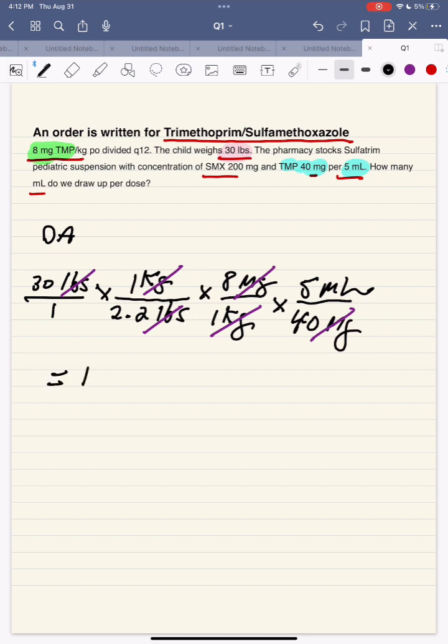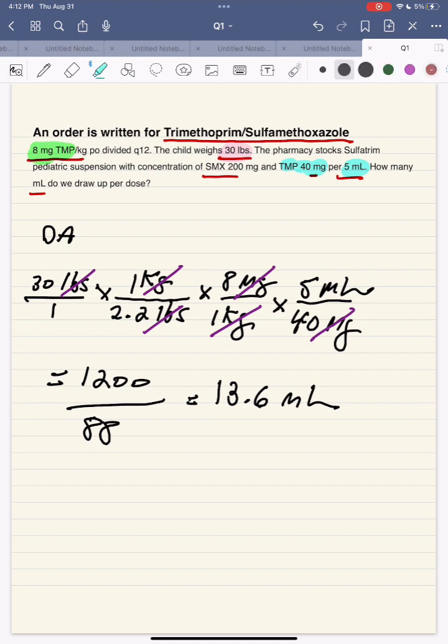And we're going to get the total of that. 1,200 over 1 times 2.2 times 1 times 40 is 88. 1,200 divided by 88. And that gives us 13.6 ml, 13.6 milliliters. And that's the answer to this question using dimensional analysis.